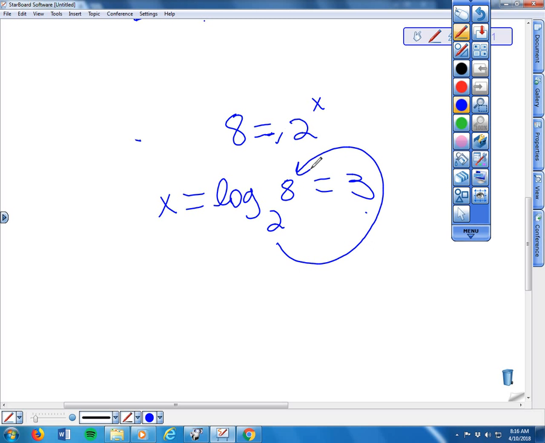Where logs really come in handy is if it's not an even exponent. I mean, if I had 8 equals 3 to the x, that's not an integer. That's a decimal. How do I solve it without a logarithm? Okay? I'm going to grab a calculator for everybody. I think one of you has one already, right? You've got one? Okay, I just needed one calculator.